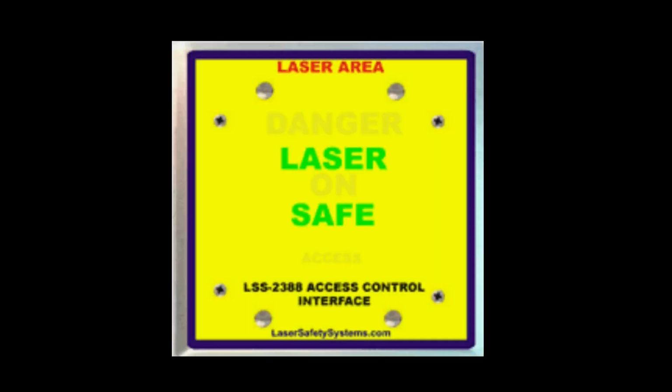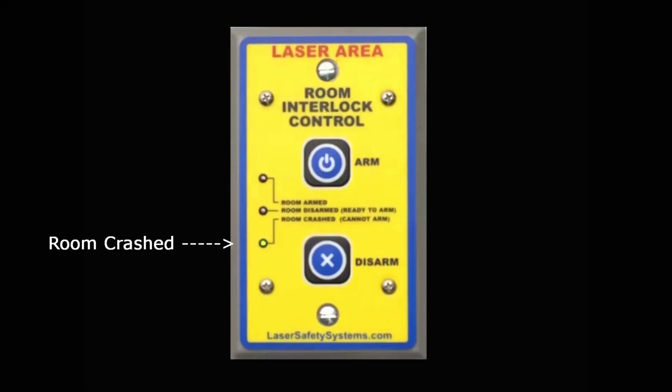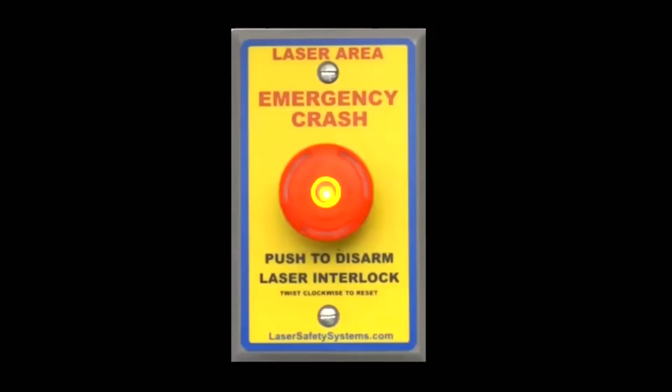Likewise, if you have our LSS-2388 Defeatable Access Control kit installed, you will see the same flashing pattern on the door control module. If you have our LSS-2381 Room Interlock Control module, you'll see the LED is lit next to the Room Crashed text. Next, we need to look at the modules that may be keeping the room in the crashed state.